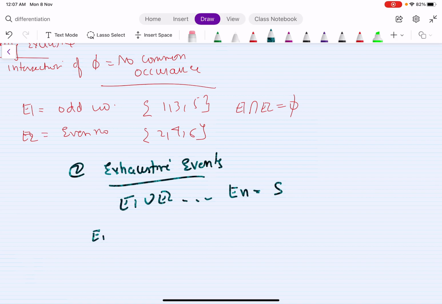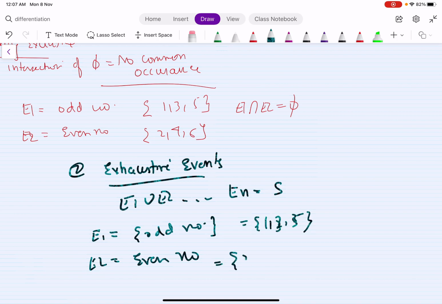So again, I define an event E1 as an odd number and event E2 as an even number. I will have the outcomes 1, 3 and 5 here, and I would have the outcomes 2, 4 and 6 here. If I take the unions, I will have the entire sample space covered: 1, 2, 3, 4, 5, 6. Union is just adding them up, which is equal to your sample space. So these two events E1 and E2 are exhaustive and mutually exclusive simultaneously. Okay.